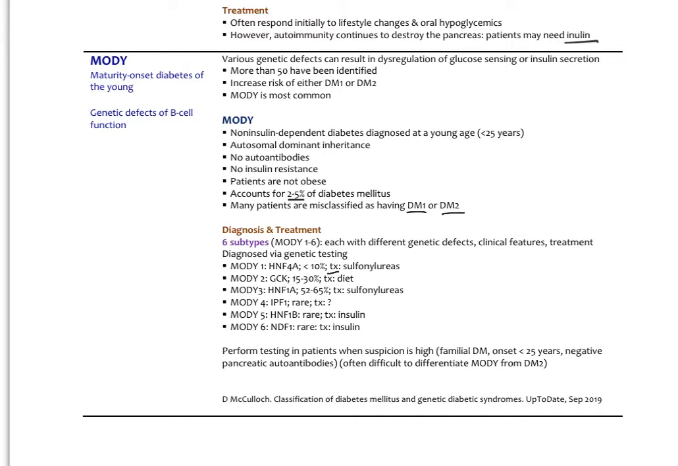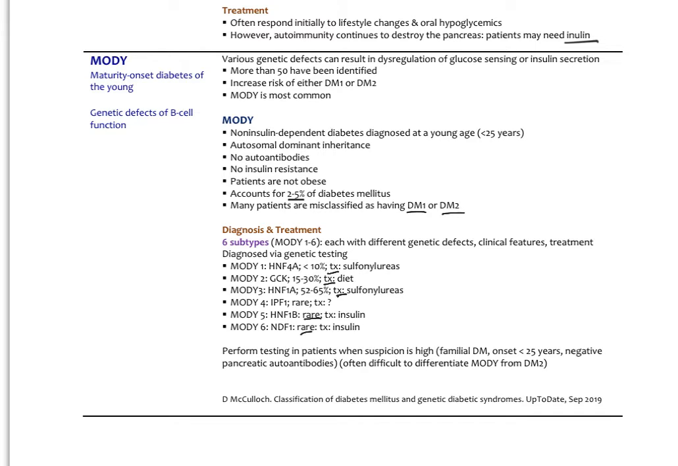MODY 2 is treatment with diet. MODY 3 with sulfonylureas. We're not sure what MODY 4 responds to, and that's why I put a question mark there. MODY 5 and 6 are insulin dependent, but fortunately these are pretty rare. So that's where, again, if you suspect a patient might have MODY, probably the best course of action would be to send them to an endocrinologist who would be more up to date on the current screening and genetic testing that would need to be done for this.